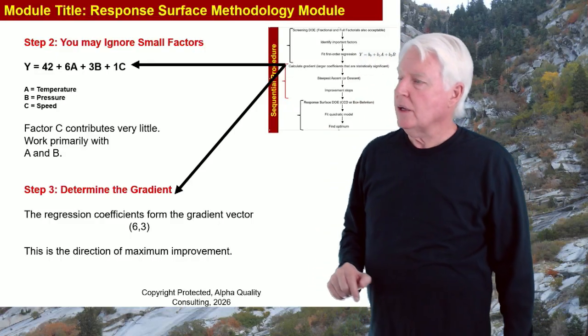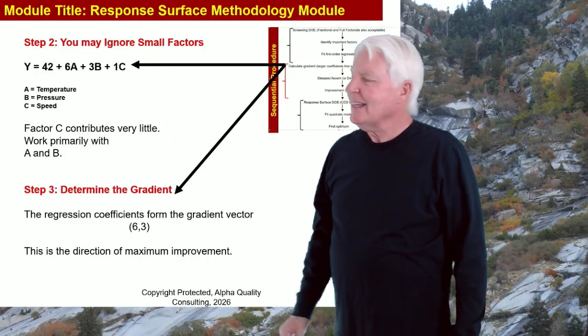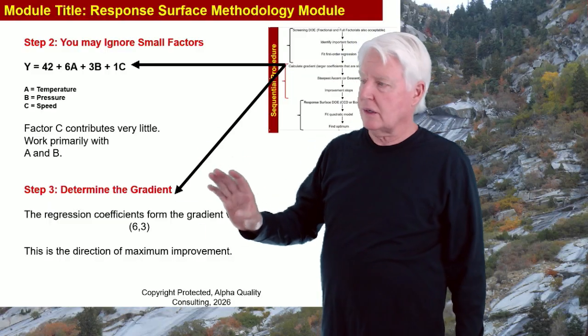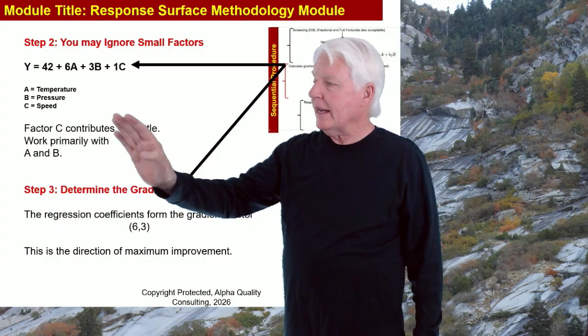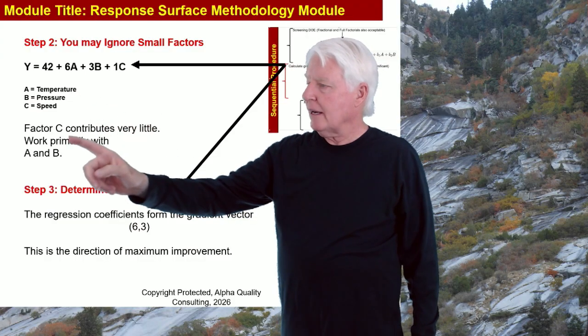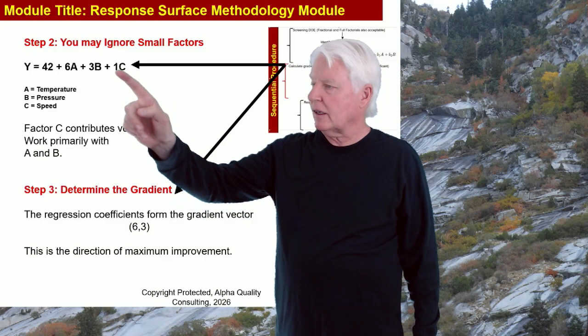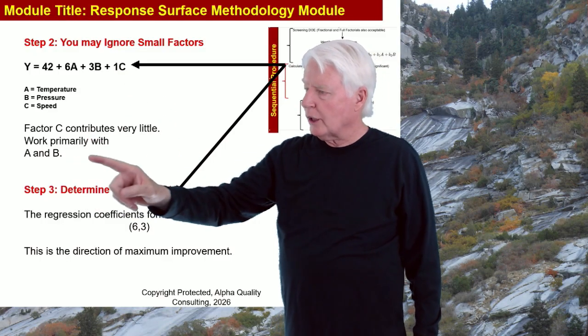Okay, step 2. You may ignore small factors. I'm going to ignore it because I'm just trying to keep things simple to start with. Later on, I'm going to add everything in here. But for right now, I look at A as temperature, B as pressure, C as speed, and factor C contributes very little because it's 1 times C. So for right now, I'm going to get rid of that and just primarily work with A and B.